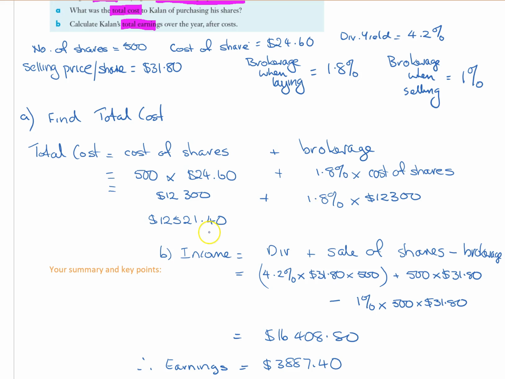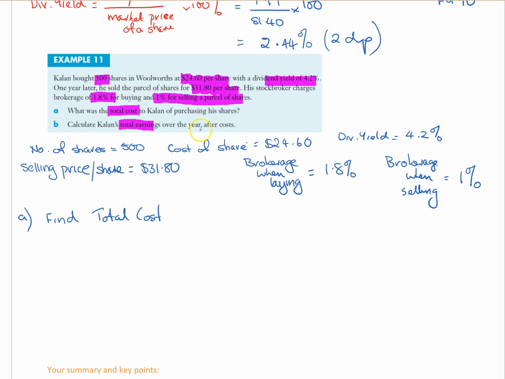You could pause this and have a look at the numbers there. The B asks for total earnings. Before you can get your earnings, you've got to work out all your income, and that would include the dividend and the sale of the shares, but don't forget to subtract brokerage, and the difference between your cost and your income gives the earnings. Cost of the share, find the total cost.